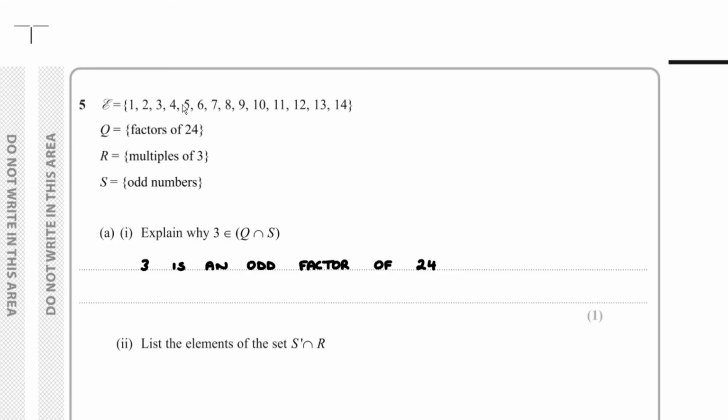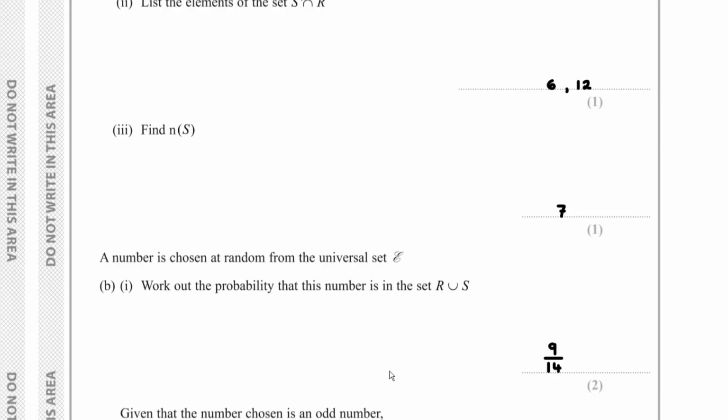So we have R, the multiples of 3, so that's 3, 6, 9, 12, or odd numbers. So we've got 1, the 3 has already been chosen. We've got the 5, we've got the 7, 9 has already been chosen. We've got the 11, and we've got the 13. So I've got 1, 2, 3, 4, 5, 6, 7, 8, 9 of those numbers. Hence, the probability that this number is in the set R or S is 9 over 14.